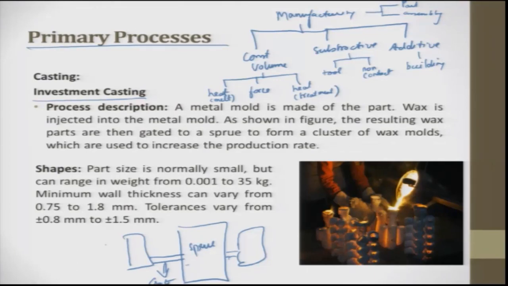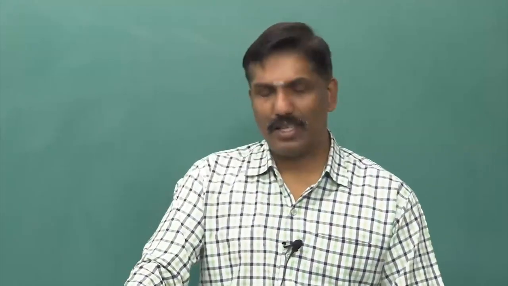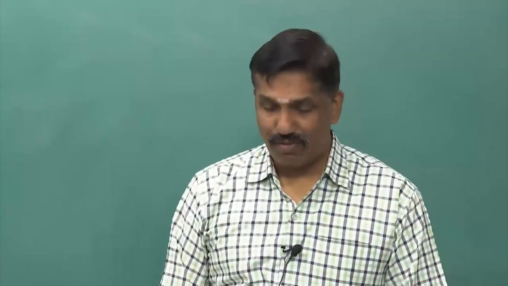Here you can make parts with weights from 0.001 gram to 35 kilos, and you can have a minimum wall thickness of this, and the tolerances which are given are this. You can also do it by sand casting, die casting, or pressure die casting. All these are some of the advancements and come under classifications of casting. So, I request the students to read some introduction to manufacturing process book to get more knowledge.